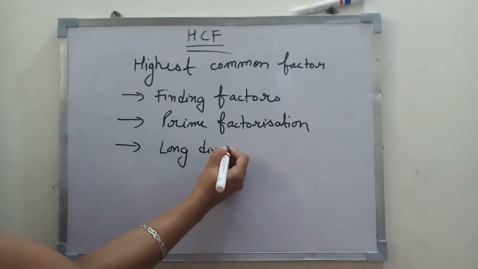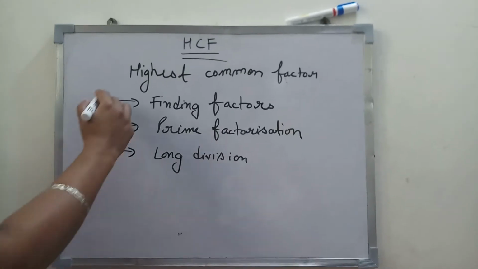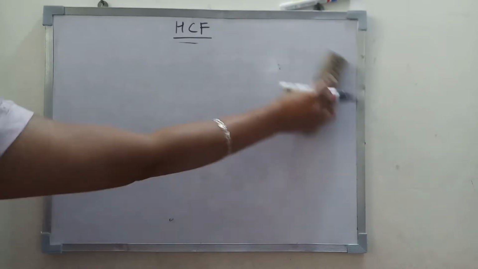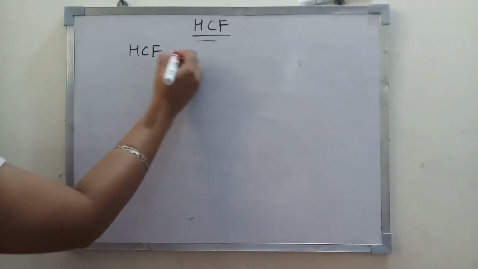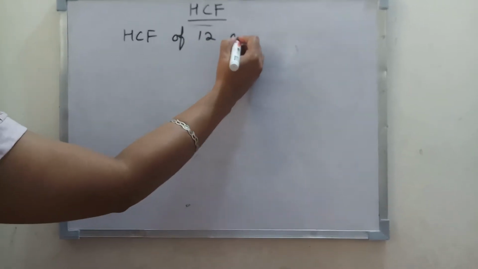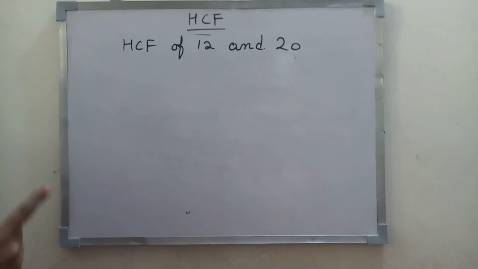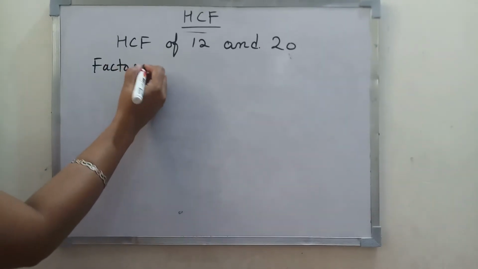These are the three ways by which you can find the HCF. So let us discuss the first way. According to the first technique, we have to find out the factors first. So let us find out the HCF of 12 and 20. The best way is to find out the factors first. So let us find out the factors of 12.